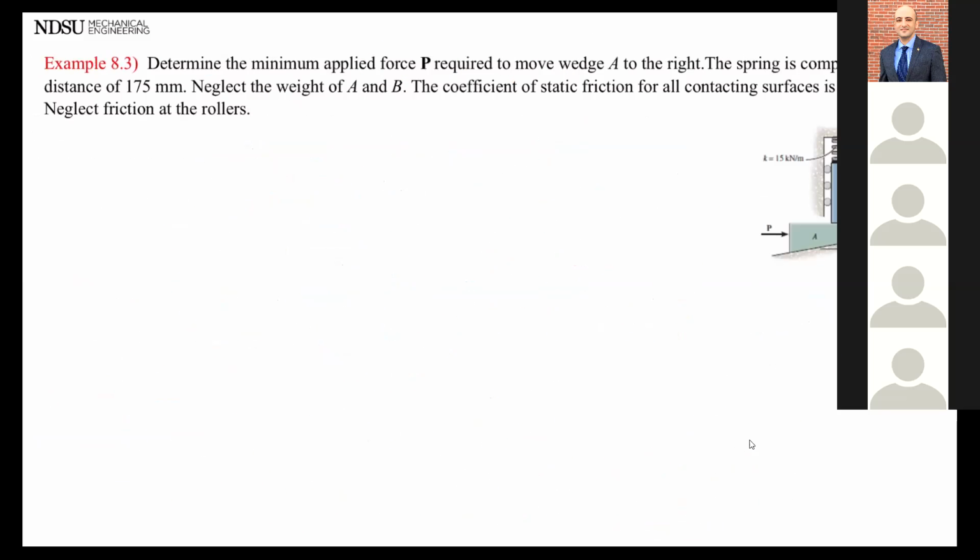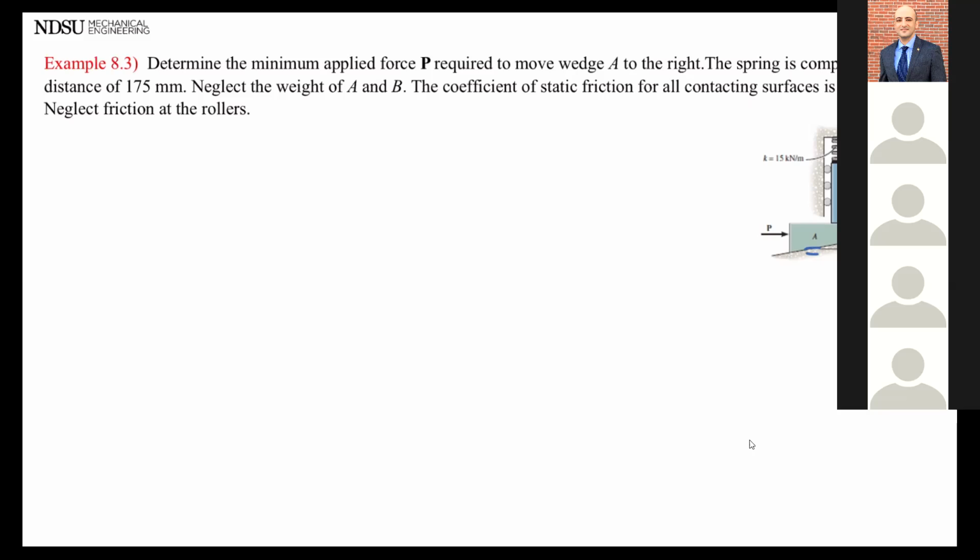Another one, let's do this problem. Determine the minimum applied force P required to move wedge A to the right. The spring is compressed a distance of this much. Neglect the weight of A and B. The coefficient of static friction for all contacting surfaces is this much. Neglect friction on all rolls, okay.